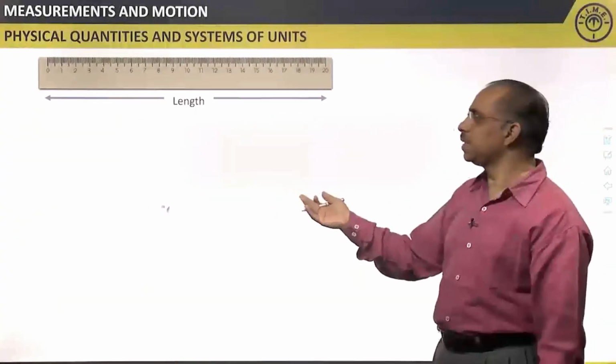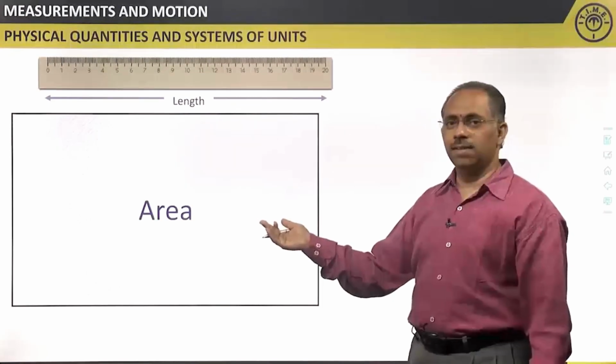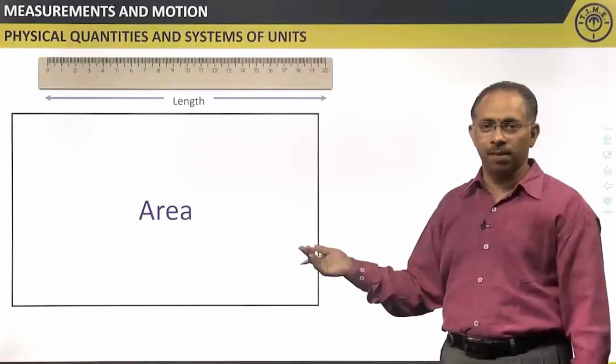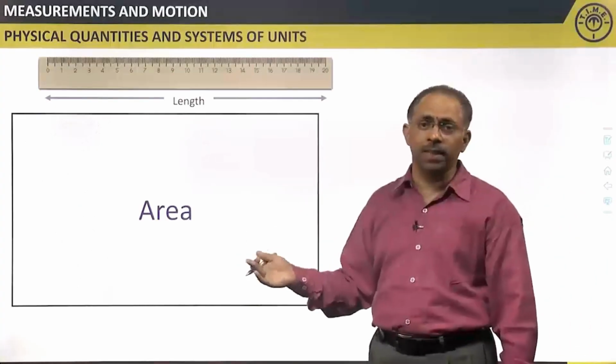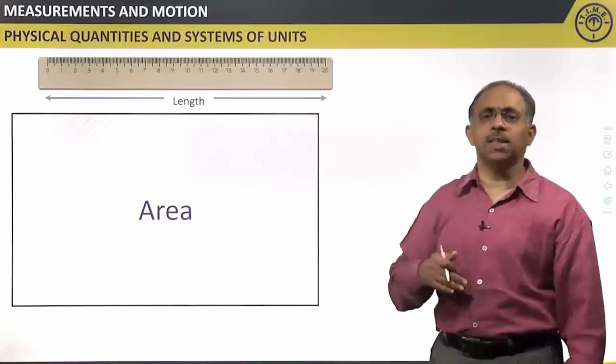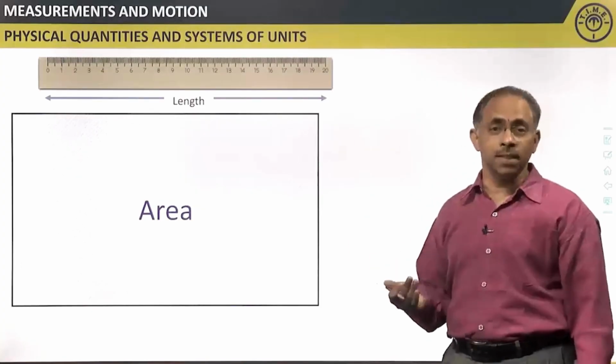Similarly, if I wanted to measure area, area is also one physical quantity that you can measure. So, we have so many physical quantities that we are measuring, but do we also have some quantities which we cannot measure?